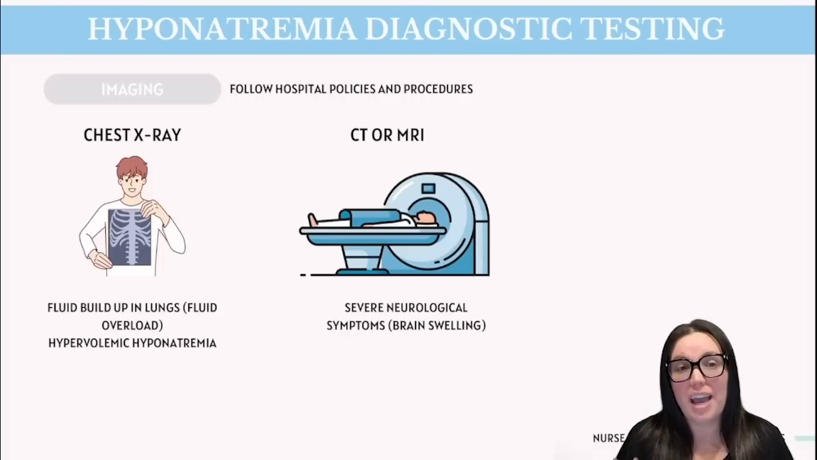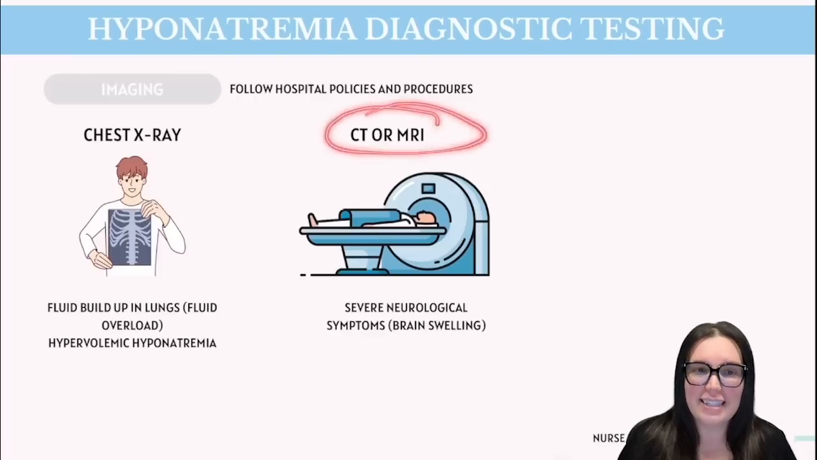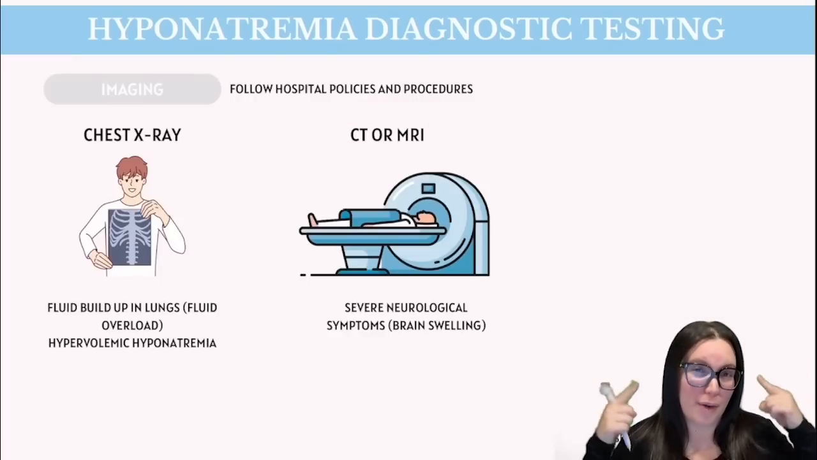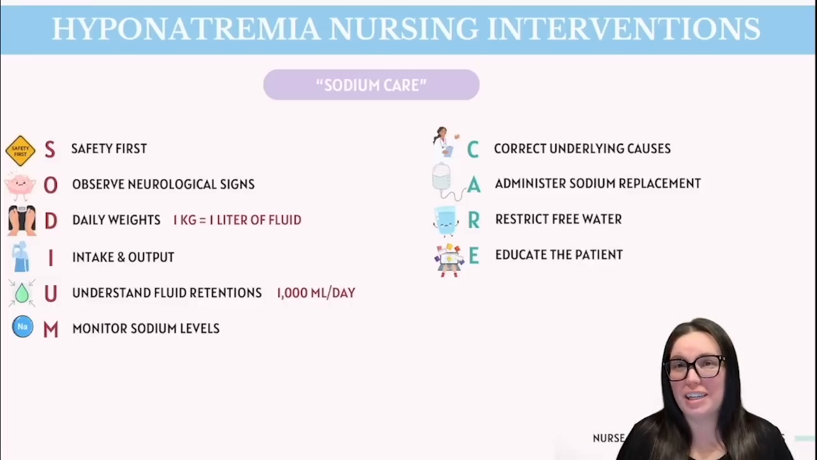And of course, if the patient's experiencing severe neurological symptoms like seizure and coma, we're most likely going to be looking at a CT or an MRI to check for brain swelling. So what interventions are we going to be looking at when it comes to caring for these types of patients? We use a mnemonic, SODIUM CARE, to help us remember the interventions.